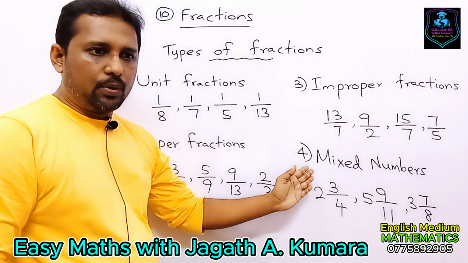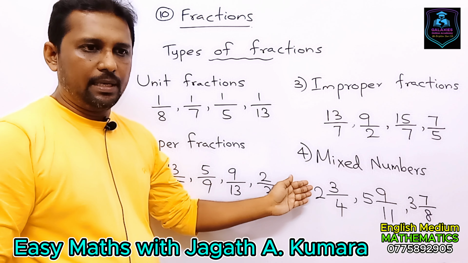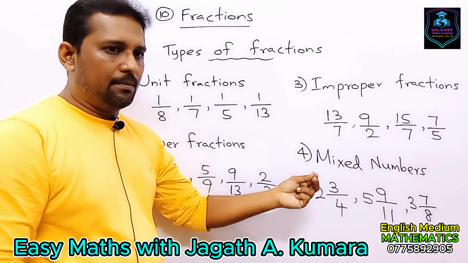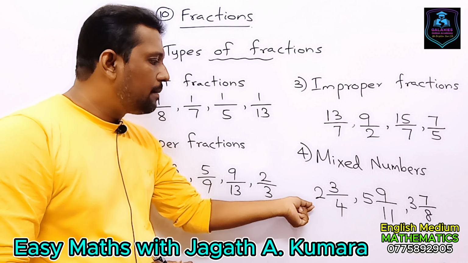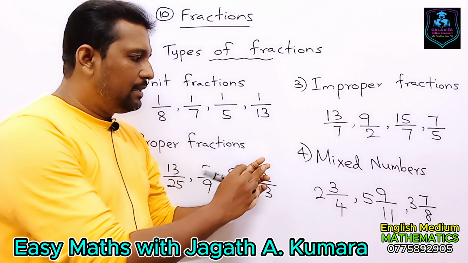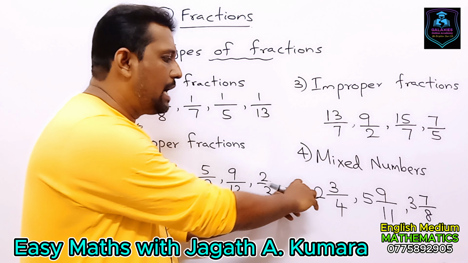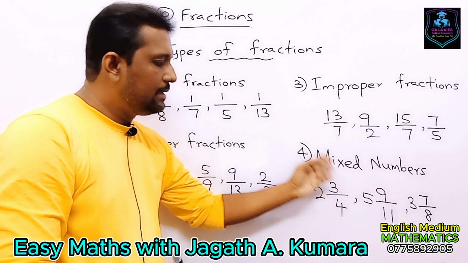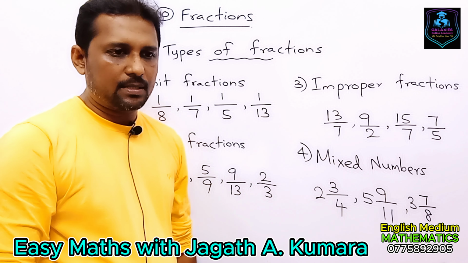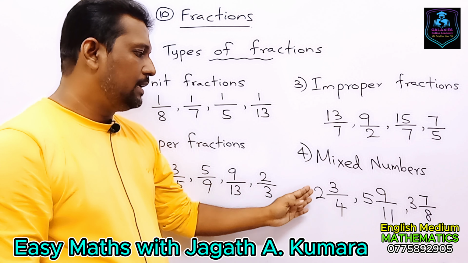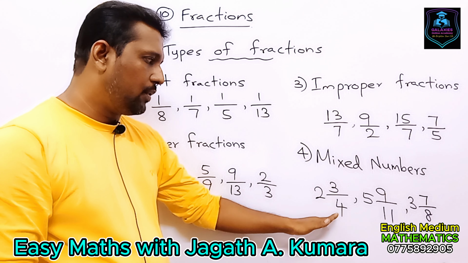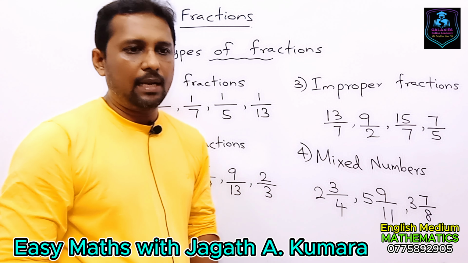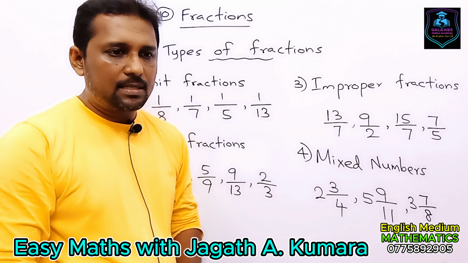Then the fourth type, look at mixed numbers. Mixed numbers are another type of fractions, right? When you write mixed numbers, you have to use a whole number and a fractional part. Then this whole number and fractional part we have to write together, like this, right? Like these fractions are known as mixed numbers. Then the examples I wrote here: 2 and 3 over 4, 5 and 9 over 11, 3 and 7 over 8, right? Like that, fractions are known as mixed numbers, right?